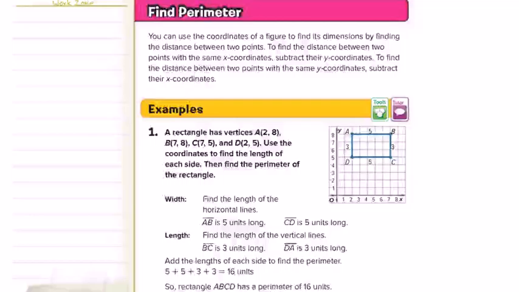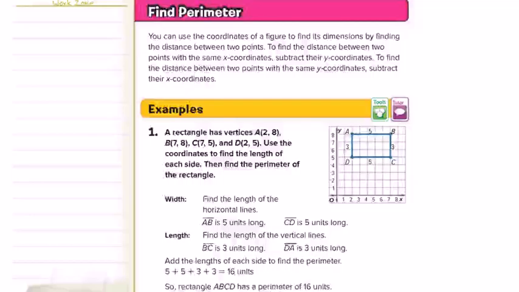So we've seen some of these problems before, but if I'm given coordinates of vertices of an object on a coordinate plane, I can find the length of the sides by finding the difference in the coordinates. And we can look at the coordinates and see if they have the same x value or the same y value, and whichever ones are different, I'm going to subtract to find the difference between them.